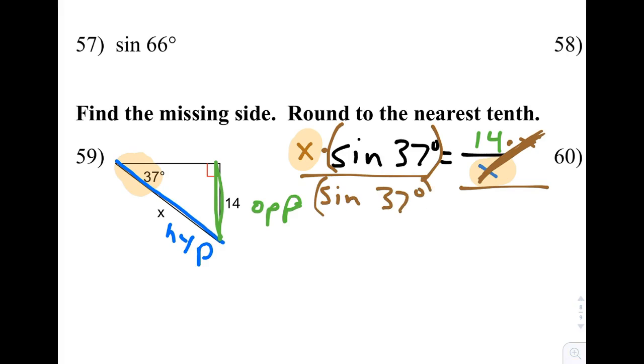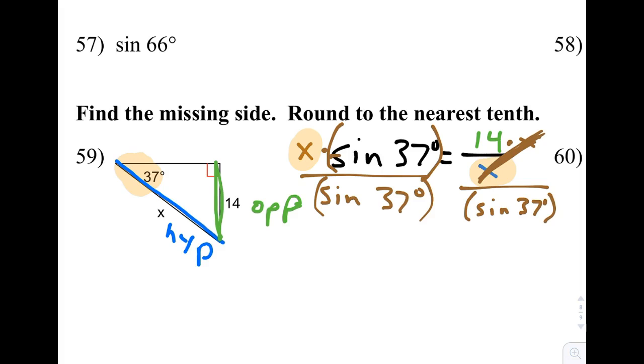This whole big chunk, it comes as a group. You can never break it up. Sine does not have any value by itself. Sine of some angle will give you a number, but sine by itself, that'd be like saying I'm going to divide by plus sine. You can't do that. So you have to take the whole group with you. So we're going to divide by sine 37.